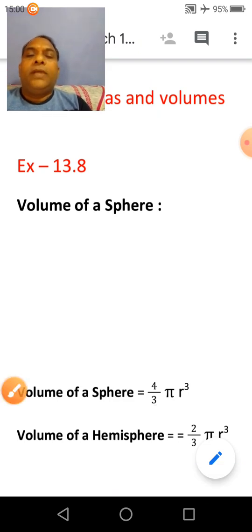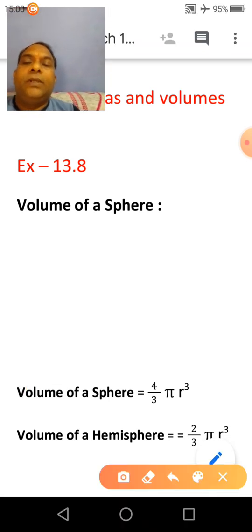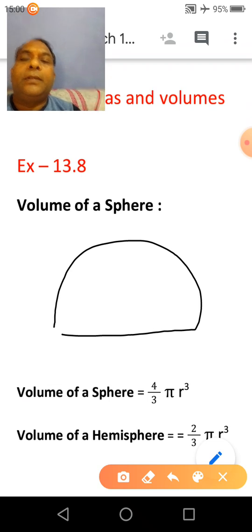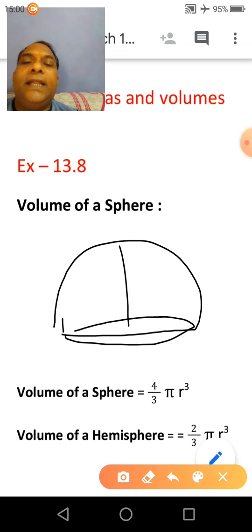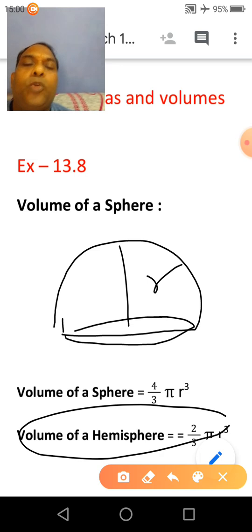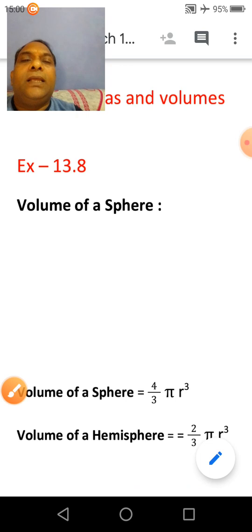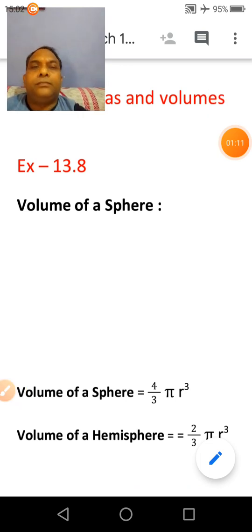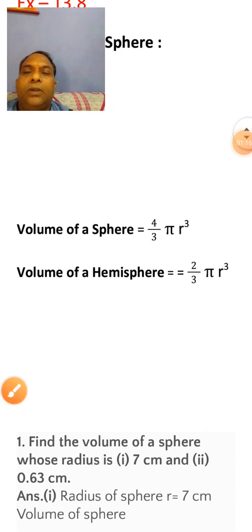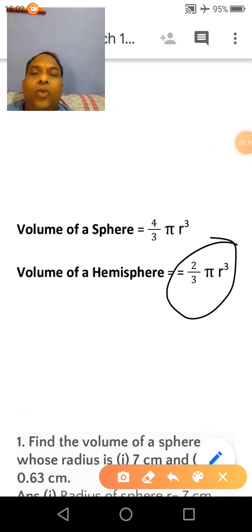Now hemisphere, its radius is r. So volume of hemisphere is 2 by 3 pi r cube.